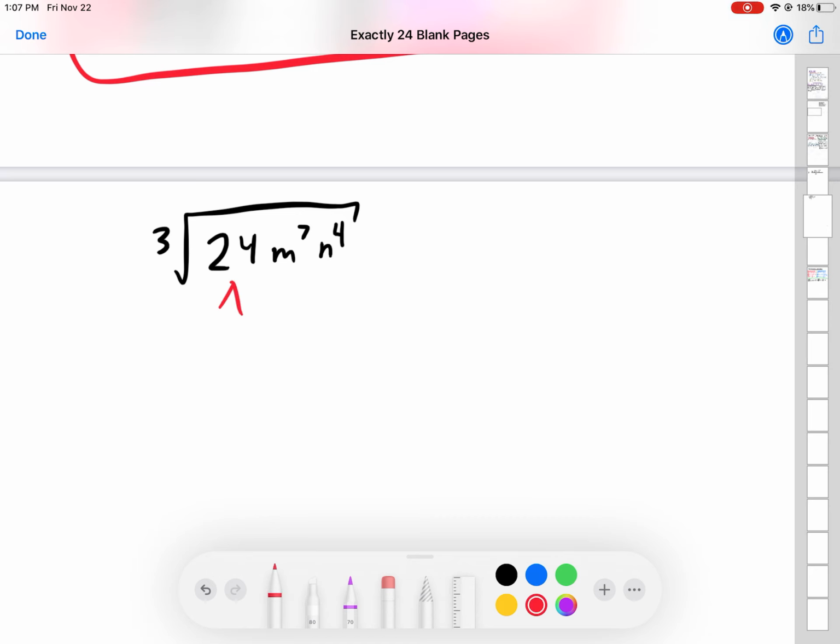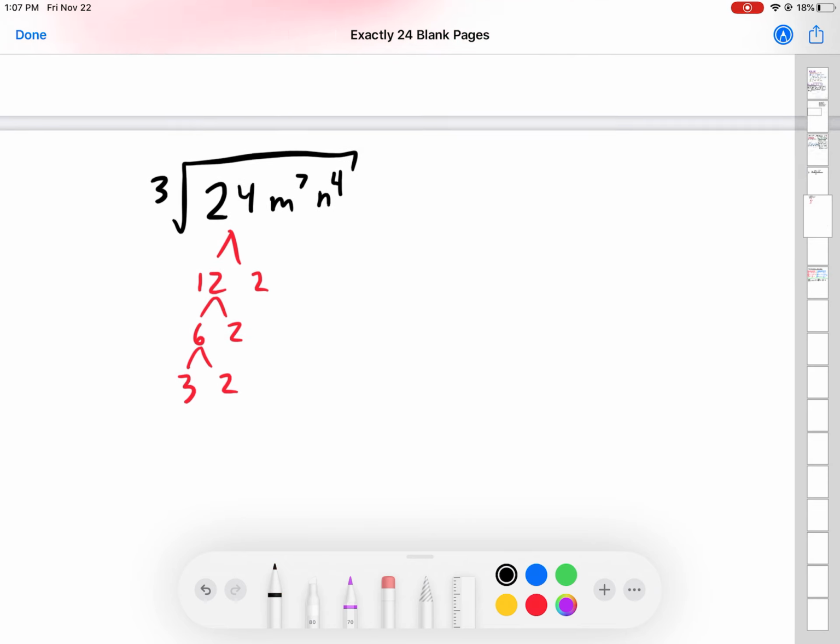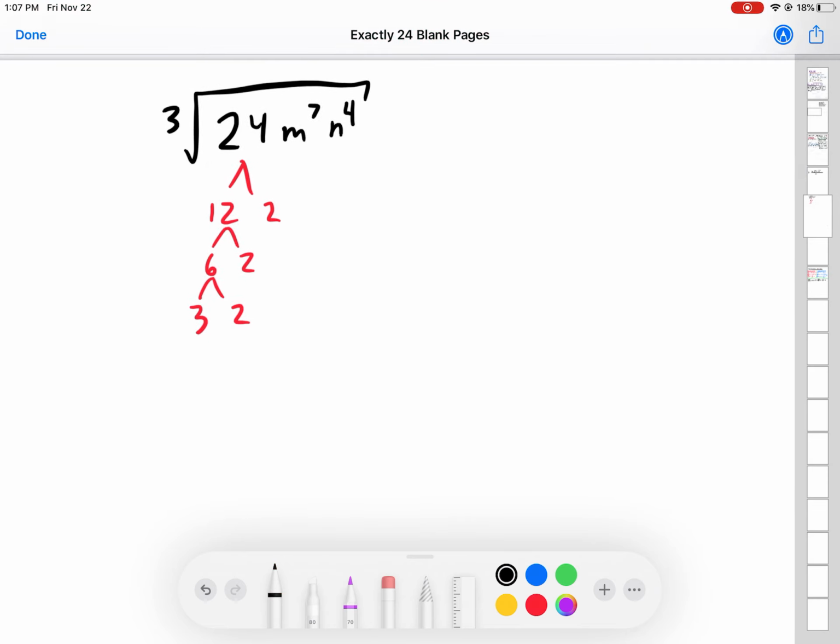Break down 24. Let's do 12 and 2. Why not? Then we have 2 and 6. Then we have 2 and 3. I'll be honest, sometimes I break down into groups of 2s. I always have a bunch of 2s, usually, just to make it easier, especially if it's even. So you have 2, 2, 2, 3. You have 7 m's, 1, 2, 3, 4, 5, 6, 7. 4 n's, 1, 2, 3, 4.